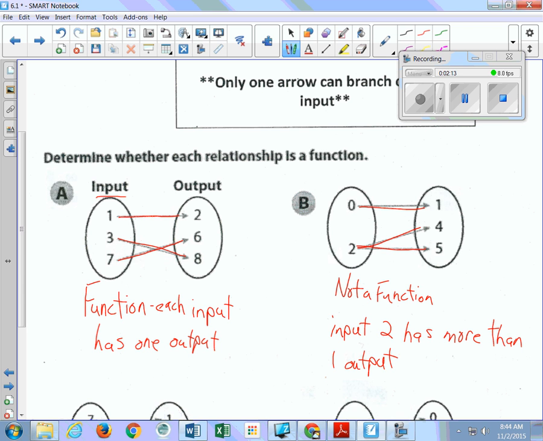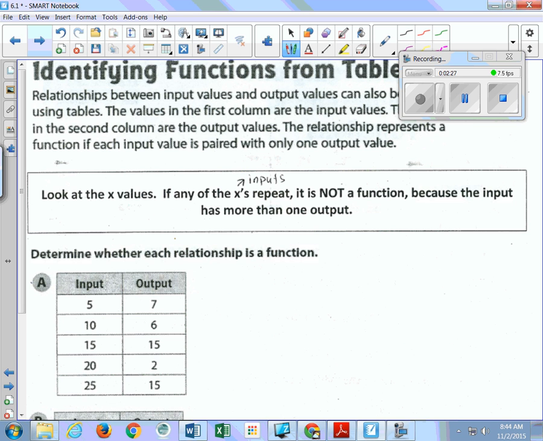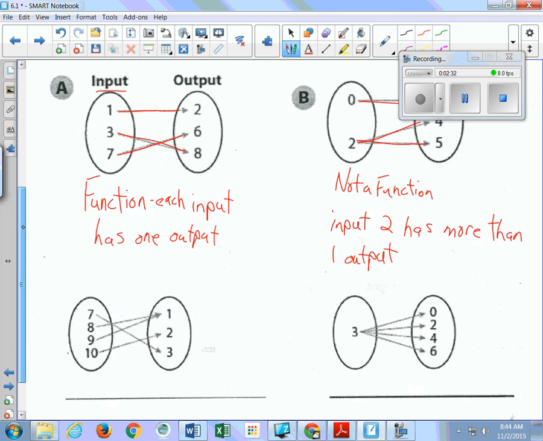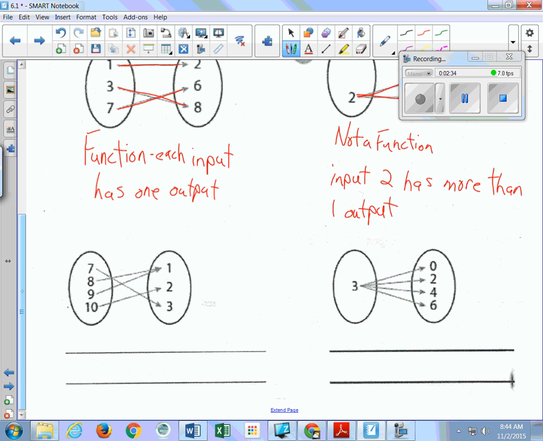All right, so to recap, if each input has only one output, then it's a function. If it has more than one output, then it is not a function. All right, let's look at the next one.